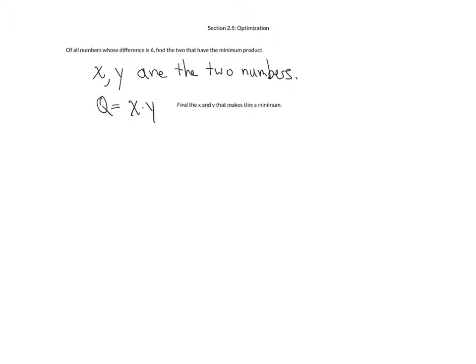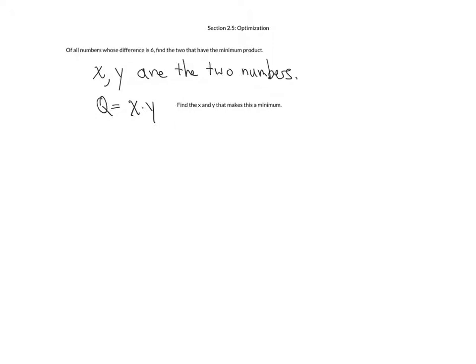So to start this problem, I have to choose variables. Let's suppose that we're going to use x and y as the two numbers. Now, the thing we're trying to minimize is the product of these two numbers, so I might as well write that down next. The thing we're trying to minimize is x times y. I'll give that a name, Q. And we're supposed to find the x and y that make this a minimum.